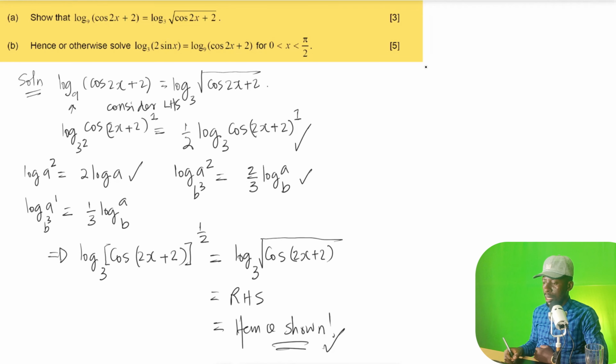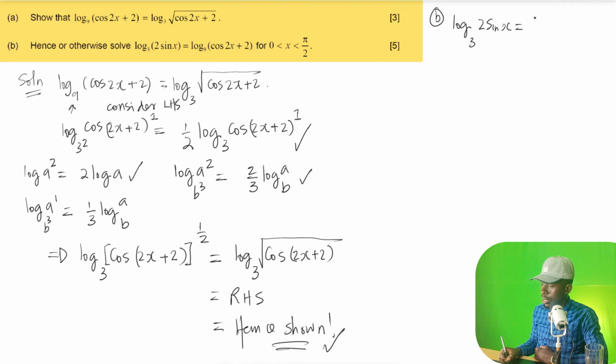Now we are coming to part B of the question. What does part B say? Hence or otherwise, solve that much. Log of 2 sine x equals that much. So log of 2 sine x to the base 3.